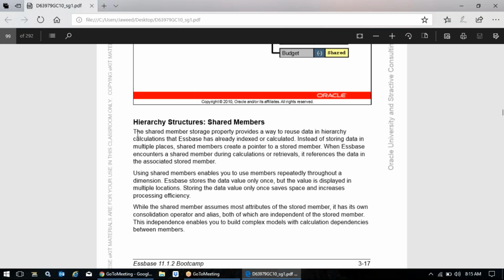Oh, okay. So stored member is the primary source. Okay. Yeah.